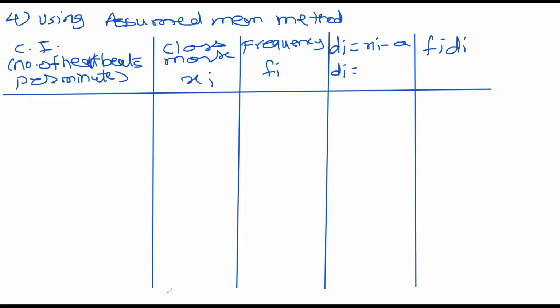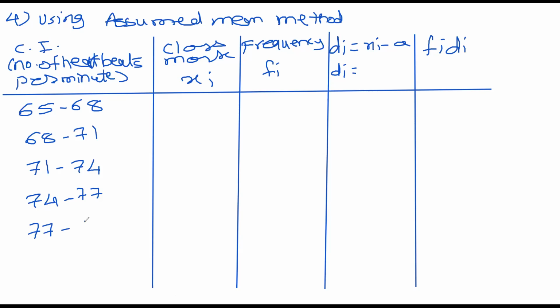Okay, so what are the continuous classes? 65 to 68, 68 to 71, 71 to 74, 74 to 77, then 77 to 80, 80 to 83, and 83 to 86. बरोबर आहे? And you have to show one calculation for class mark.